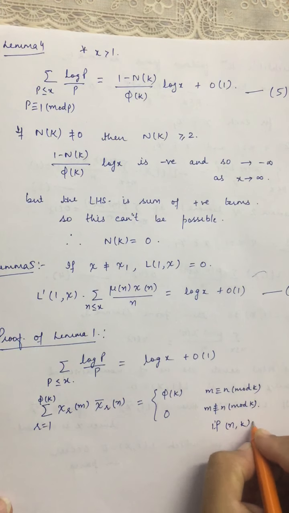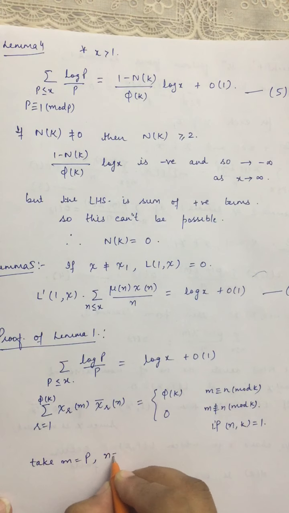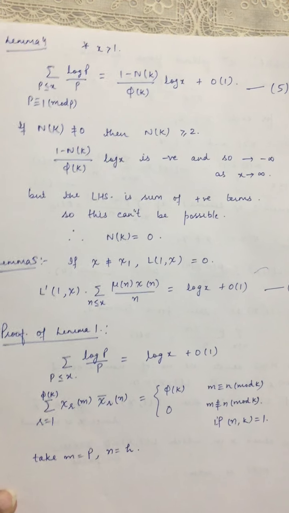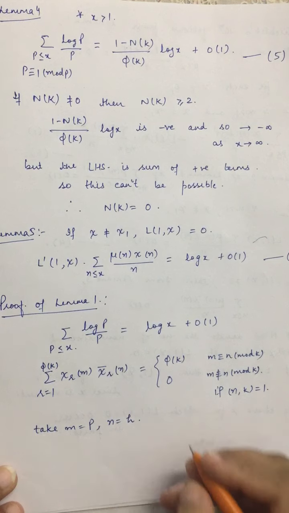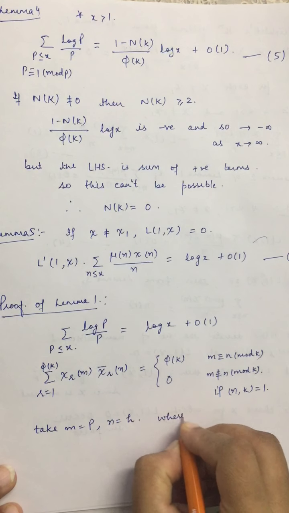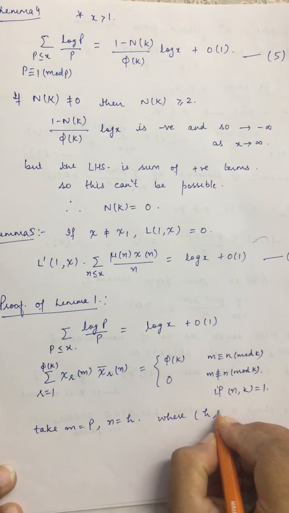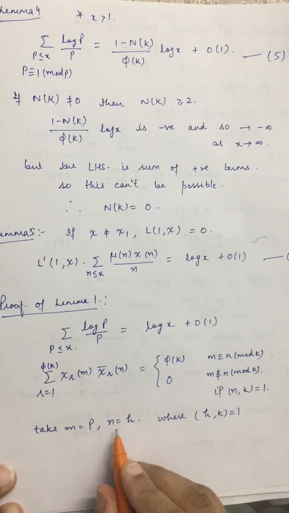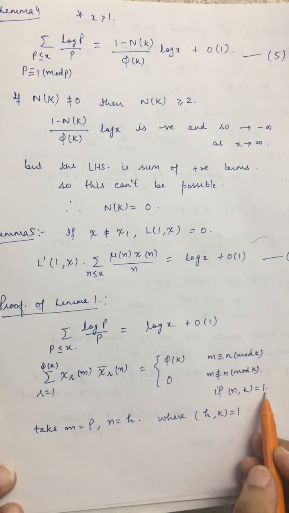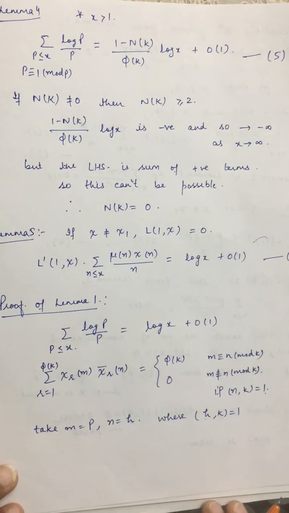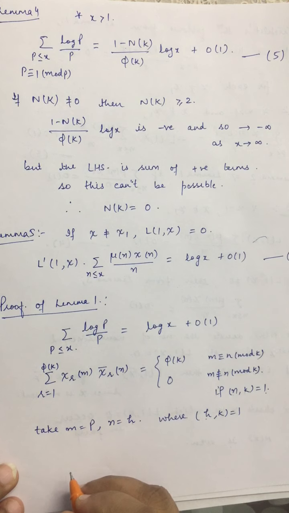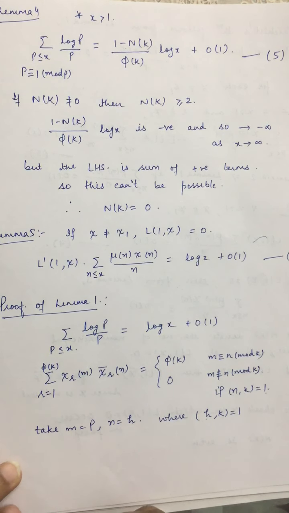So now we take m equal to p and n equal to h. Here h and k are co-prime, because we are taking n equal to h, and n and k should be co-prime. That means h and k are co-prime. This is given to us. Then multiply both members by p inverse log p, and we take the sum over all the primes p less than or equal to x.